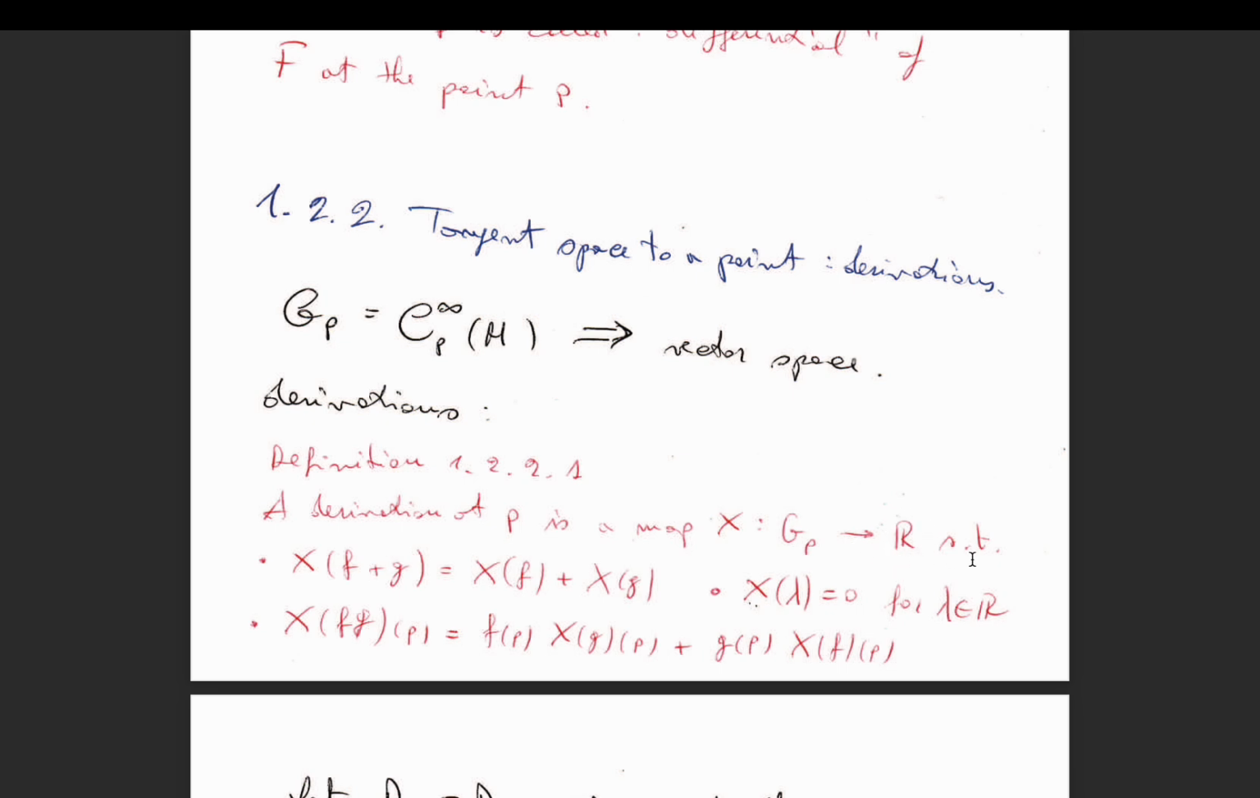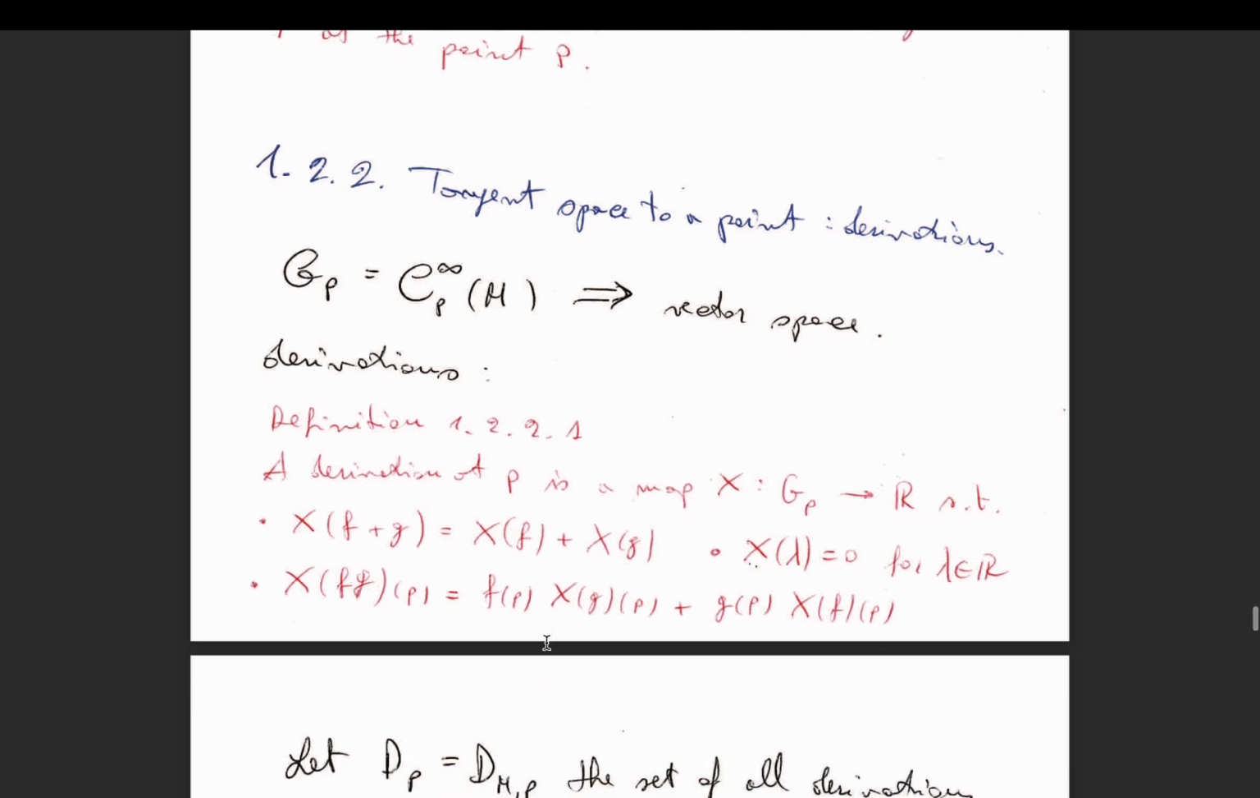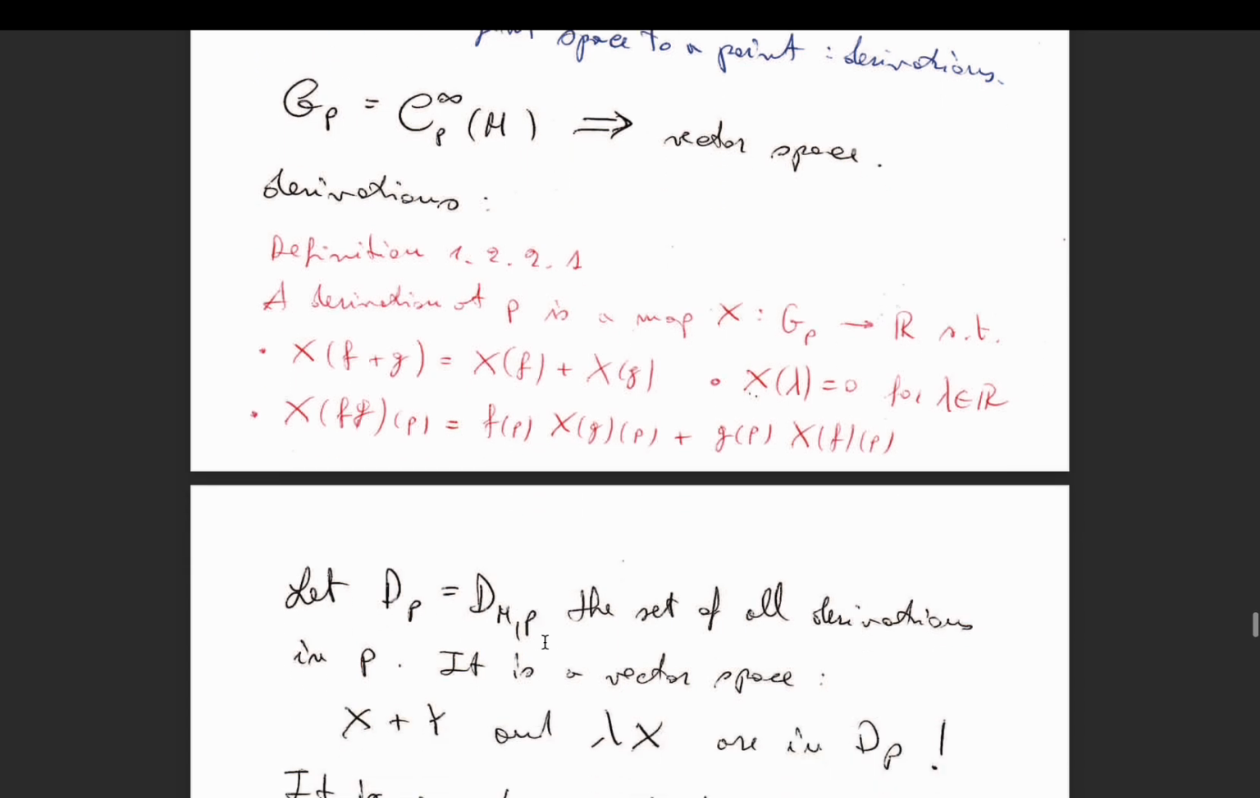into the reals, satisfying these properties: X of (f plus g) is equal to Xf plus Xg. X of lambda is equal to 0 if lambda is a real constant, and it also satisfies the Leibniz rule. So X of fg computed at P is equal to Xf computed at P times g plus f times Xg computed at P. Okay? That is a derivation.